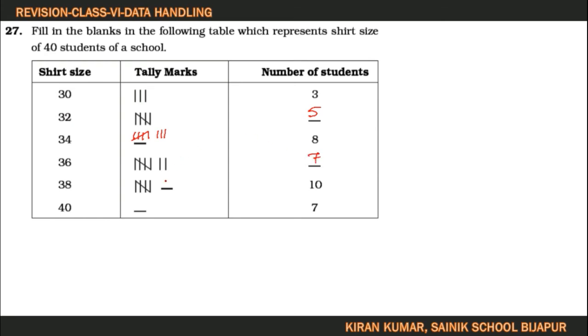The next one is 10. Here 5 are already there. 5 more I need to write. Next, to write 7, this is 5 plus 2, 7. Hence we have filled it and count the total number. 3 plus 5 is 8, 8 plus 8 is 16, 16 plus 7 is 23, 23 plus 7 is 30, plus 10 is 40. The total number of students is getting tallied here, 40 students.